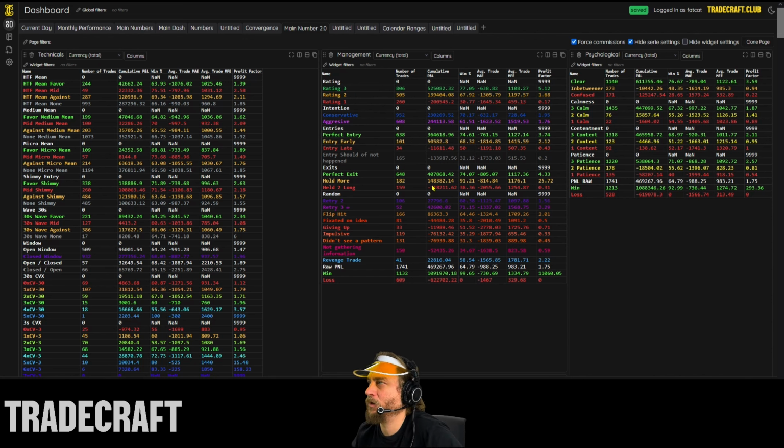So as we look at exits, the win-loss ratio is 2.79 to 1 on perfect exits. Hold more is 9.88 to 1 win-loss. That's just because when I have a hold more tag, the trades are already won. You can see it's at a 91% win rate. That's most likely because those trades already won. I just needed to hold more. Held too long is at 0.72 to 1.